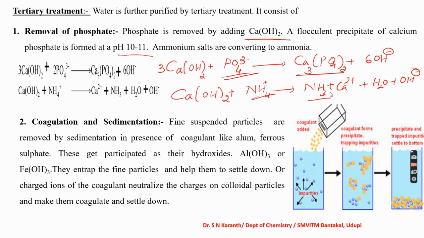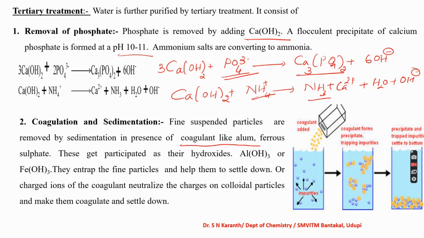Then it is subjected to the coagulation process, that is done either by plain sedimentation or sedimentation using a coagulant. In coagulation and sedimentation, fine suspended particles are removed by sedimentation in the presence of a coagulant like alum or ferrous sulfate. The impurities present in the water are less dense particles. When you add a coagulant, it interacts with the water, forming hydroxide, either aluminium hydroxide or ferrous hydroxide. This colloid forms a precipitate that traps the impurities present in the water, and the fine particles settle down at the bottom.